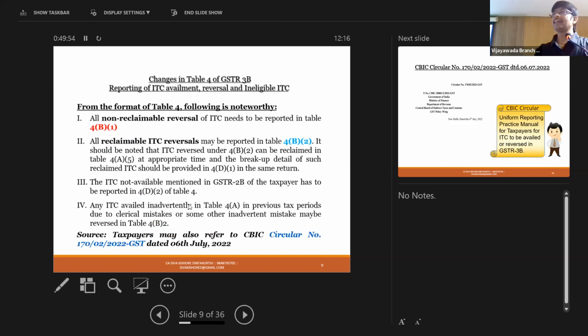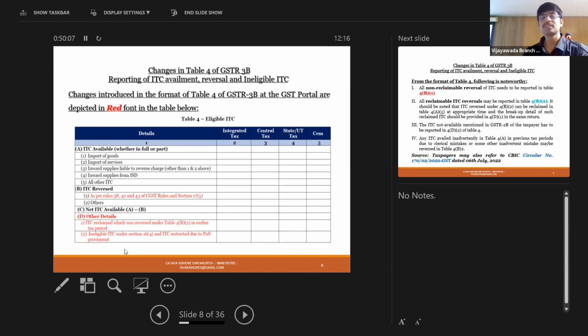We will close this slide and then we'll go for the tea break. First point already I explained to you. Second point already explained to you. The ITC not available mentioned in 2B of the taxpayer has to be reported in 4D2. What is 4D2?